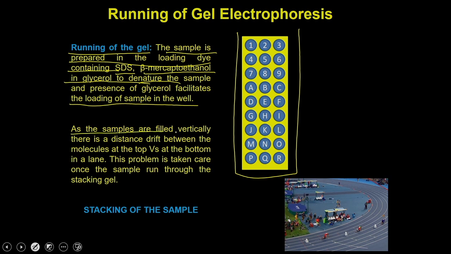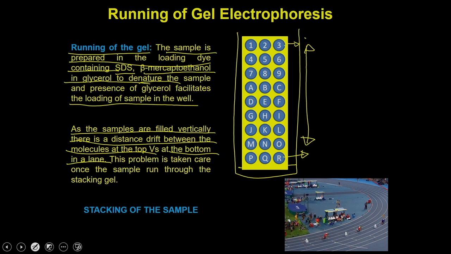Since all the samples are filled vertically, there is a distance drift between the molecule at the top versus the molecule at the bottom in a lane. So you can imagine that this is a lane where you have different types of molecules, for example, a molecule number 3 and the molecule number R. Imagine if 3 and R are of the same molecular weight, even then there will be a drift of the distances between the two, if you resolve them without stacking the sample or without putting them at the same place for running.